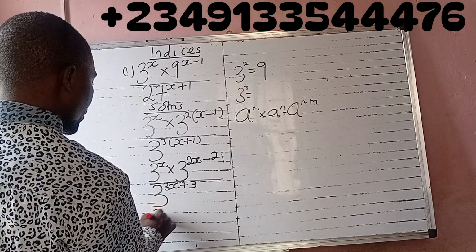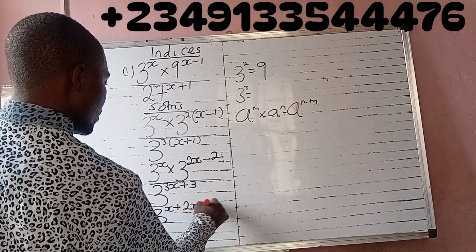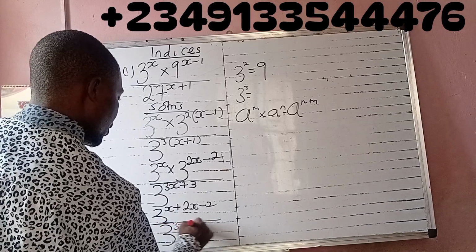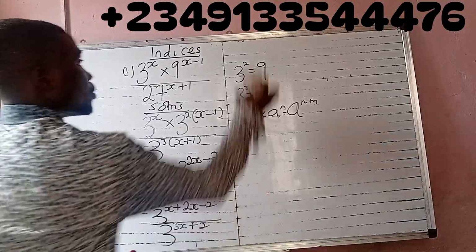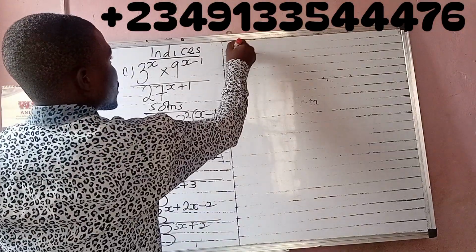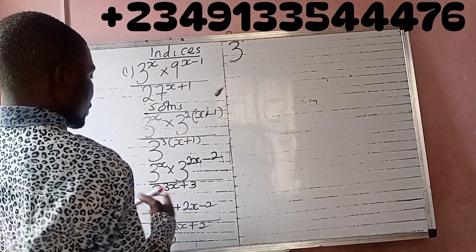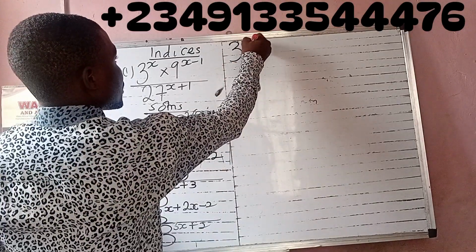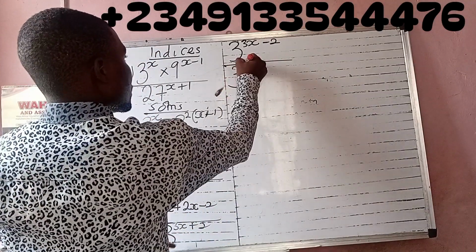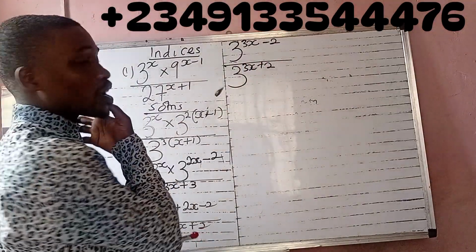The same base, we will only pick one. Then we add the power, x plus 2x minus 2, over 3x plus 3. So it looks easier now. Then we come here. If we are adding the power, let's say we have 3 here, x plus 2x, we have 3x, minus 2, everything over 3x plus 3.